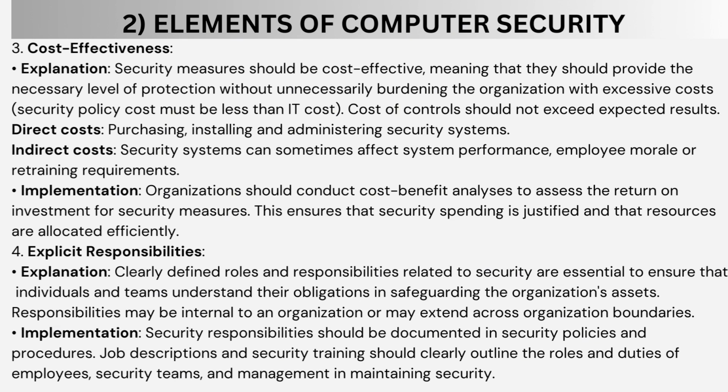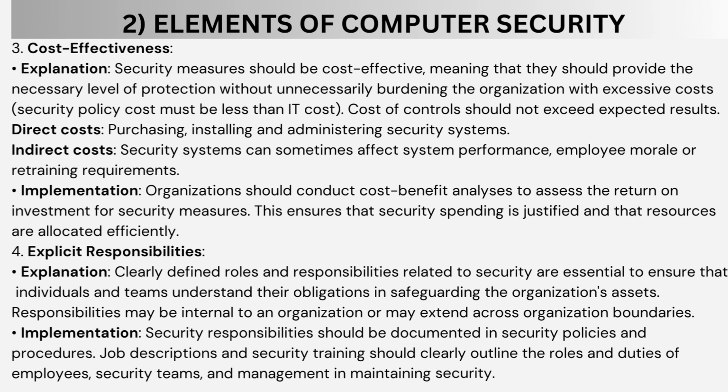We're going to define direct and indirect costs. Direct costs are things like purchasing, installing, and administering security systems. Indirect costs means security systems can sometimes affect system performance, employee morale, or retraining requirements, and thus some costs have to be spent to ensure everything runs smoothly. Organizations should conduct cost-benefit analysis to assess the return on investment for security measures. This ensures that security spending is justified and that resources are allocated efficiently.